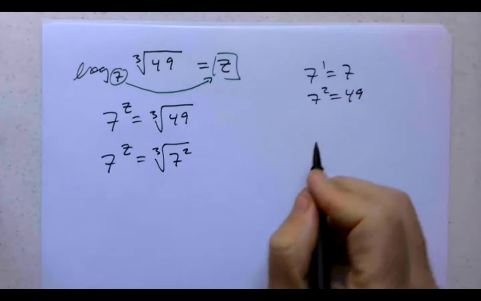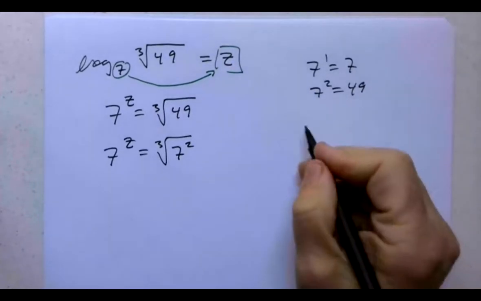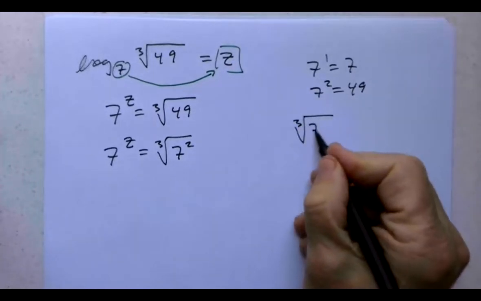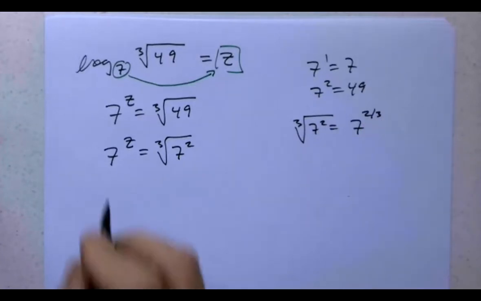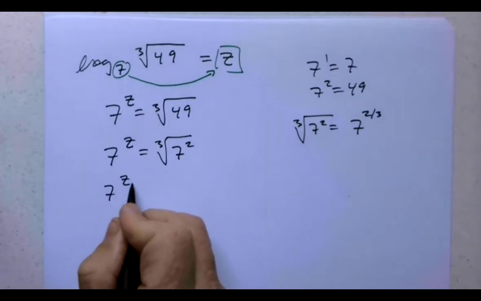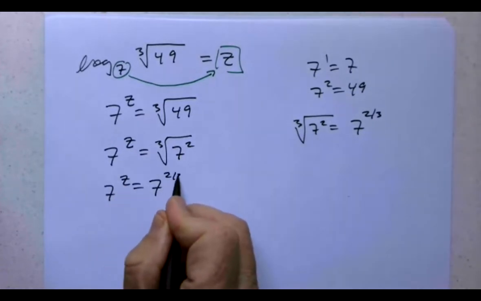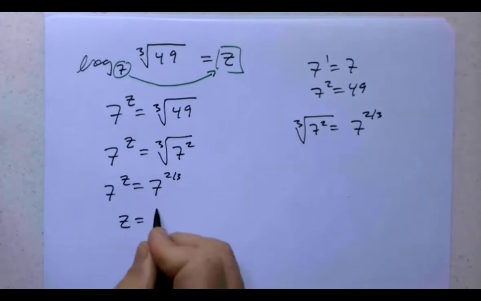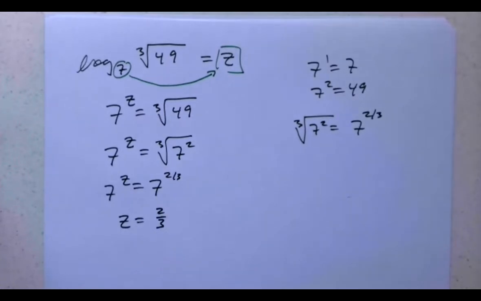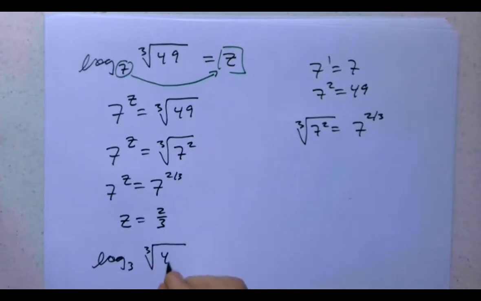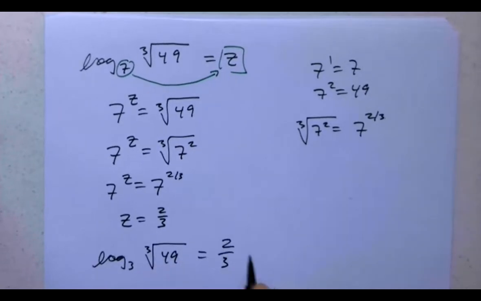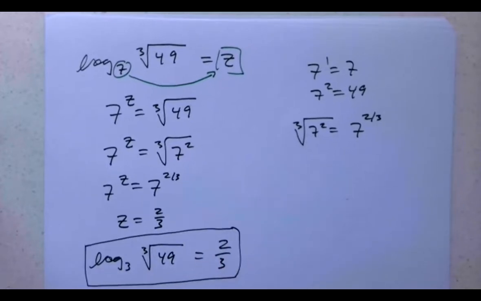But I hope you recognize that form. The cube root of 7 to the second is the same as 7 to the 2/3. So we get 7 to the z and 7 to the 2/3, and z equals 2/3. So we conclude with our question, which was log base 7 of the cube root of 49 equals 2/3. That is our final answer to that.